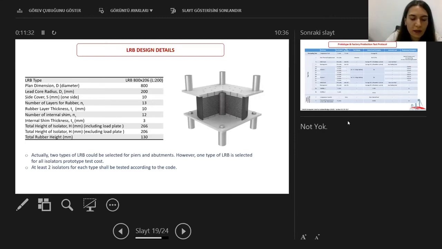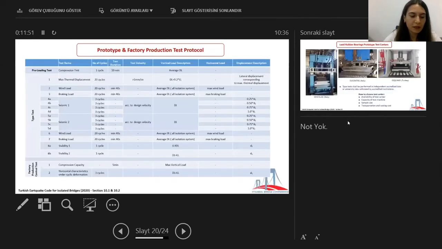Actually, 2 types of LRB could be selected for piers and abutments. However, one type of LRB is selected for all isolators because of prototype test cost. At least 2 isolators for each type shall be tested according to the code. We prepared a table for prototype and factory production test protocol according to the code. Here, basically, we are starting with thermal displacement, wind load and braking load tests. Then we are doing seismic tests and repeat it one more time. After all this, we check the behavior under wind load and braking load after seismic event tests.